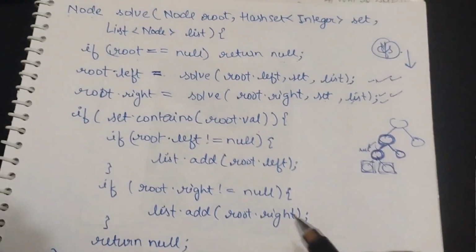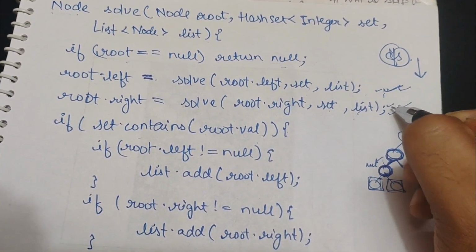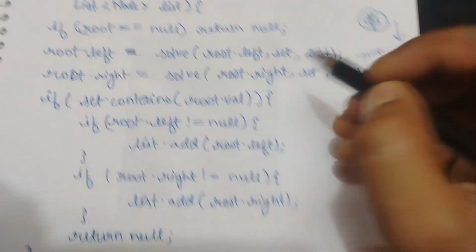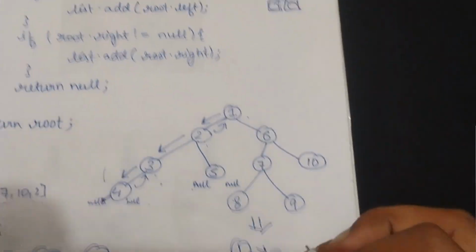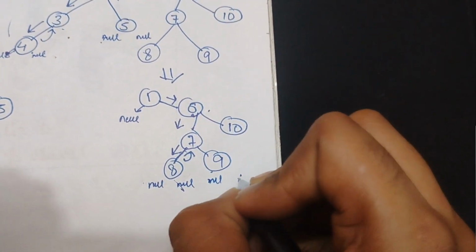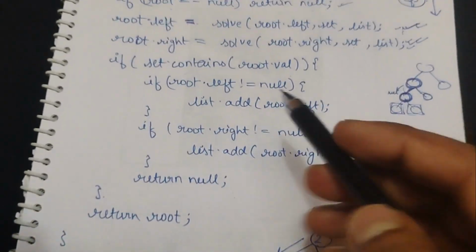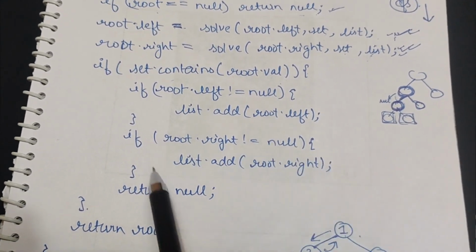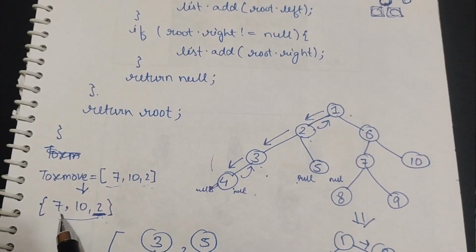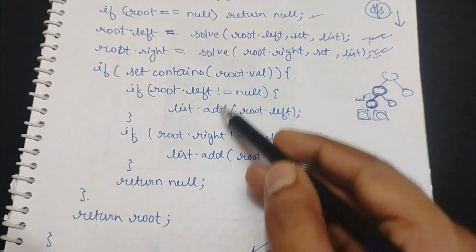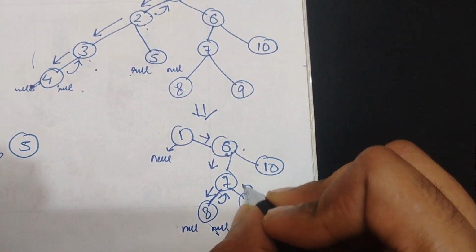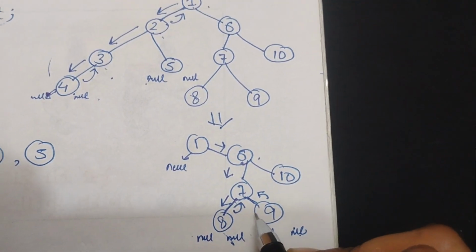Now 7 has executed this. 7 will call 7 dot right. We have 9 here. We can see that 9 has nothing in its left or right, so it will return null. 9 has got null from both left and right. Now 9 will check does the set have 9. No, there is no 9. Then skip this. Return 9. It will be assigned to 7 dot right. Now 7 has 9 in its right.